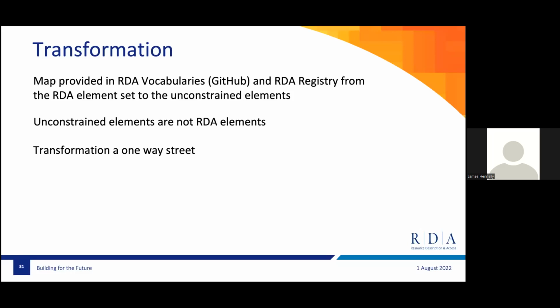I should also caution that transformation is a one-way street. You can go from RDA to non-RDA elements, but there is no way to go from the non-RDA elements back to RDA without a loss in fidelity, because RDA data that goes from RDA to the unconstrained set is basically dumbed down to something that is not RDA. We could transfer it back to something that is RDA, but you'll lose a lot of the meaning that you had initially.